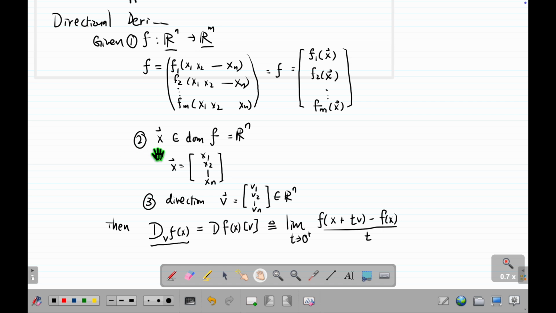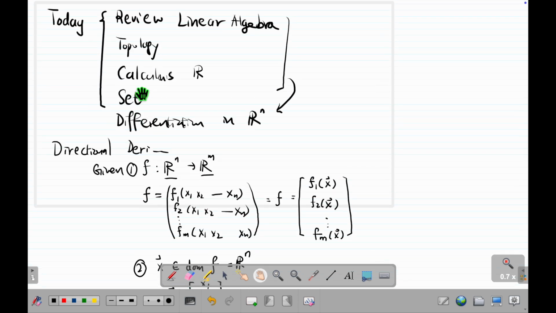Number two, we have a point in the domain. Actually, we have two points, both of them in Rn, that means in the domain of f. And then the directional derivative of f at x along vector v is this thing. And this is a very general generalization of what? Of the classical calculus, right?